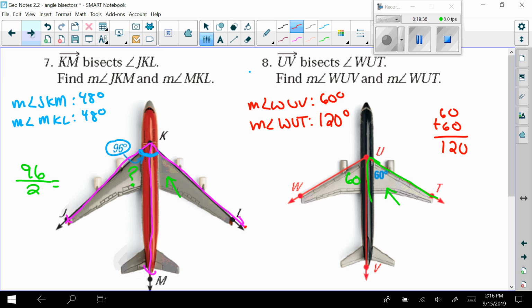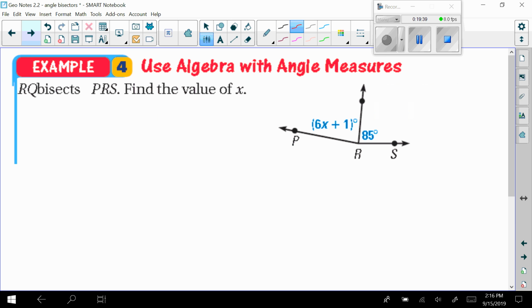Okay, moving on. So, of course, we're going to layer in, as our last part of this lesson, a little bit more algebra, okay? So, over here, this is supposed to say ray RQ bisects angle PRS. Find the value of x, okay? So bisect means what? Everybody think about it. Feel free to holler it out. Bisect means cut into 2 equal parts. So this ray is cutting this into 2 equal parts. So this right here is equal to this right here.